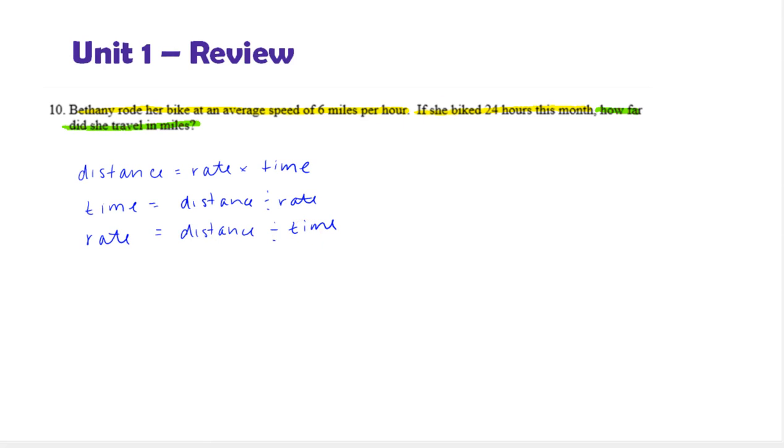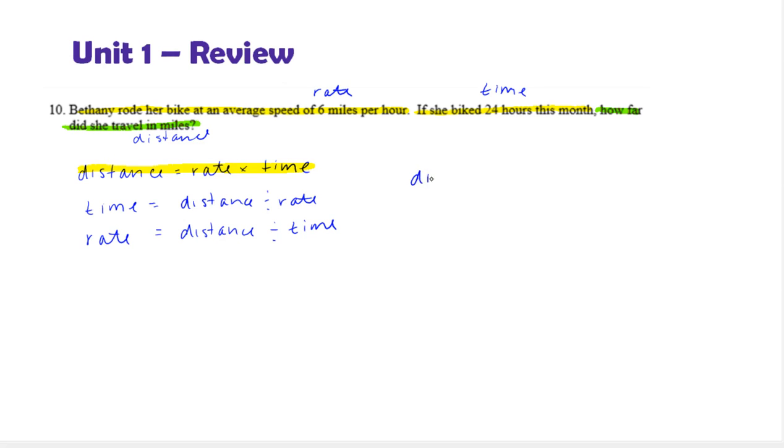So let's see what pieces of information we're given. An average speed of 6 miles an hour, well, that's the rate or the speed. The speed is a rate. If she biked 24 hours this month, well, 24 hours is time. So we're given the rate and time, so they should ask us for the distance. They say, how far did she travel in miles? Well, traveling in miles is a distance. So that means we want to use this formula, the one that has solving for what we want. Distance equals rate times time.